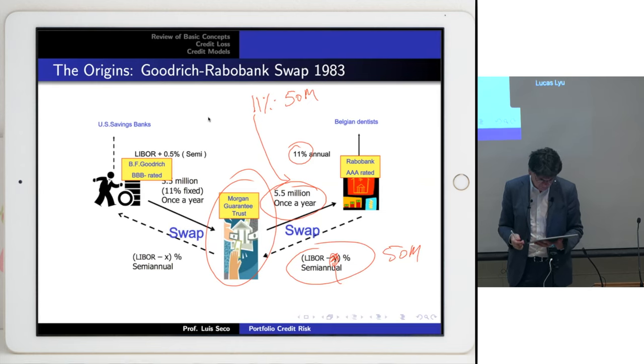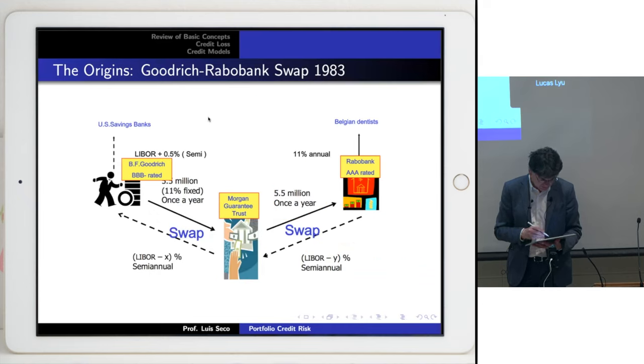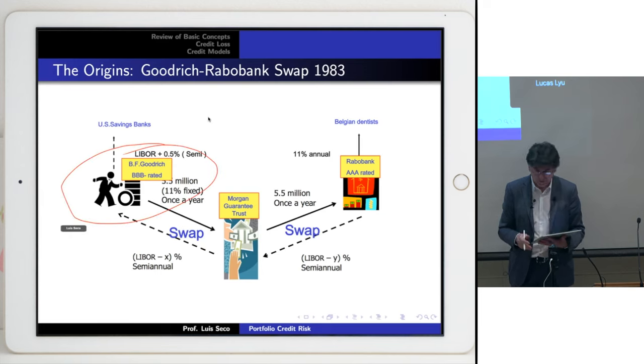So if LIBOR is at 11%, I give you nothing, you give me nothing. But if LIBOR is less than 11%, then I give you money. And if LIBOR is more than 11%, then you give me money. Okay? Understand? I'll explain to you why this was done. That's on the Rabobank side. On the Goodrich side, this is what happened to them.